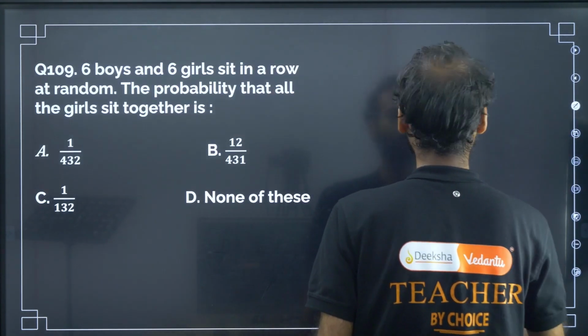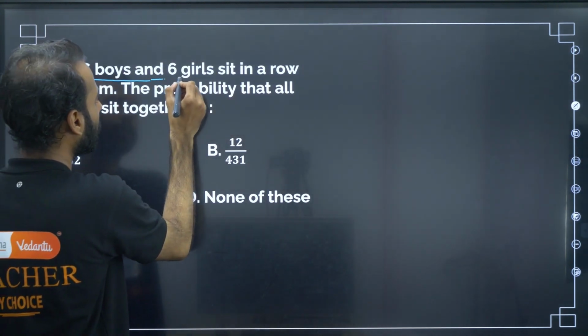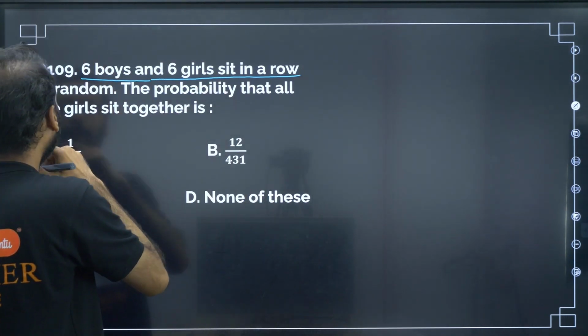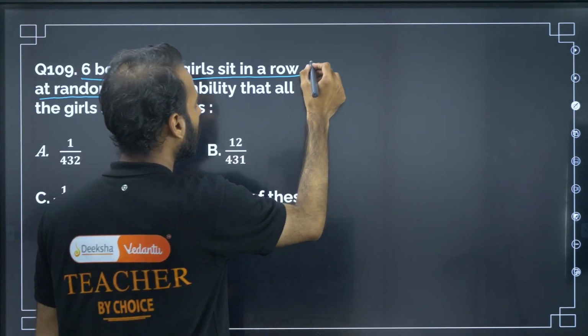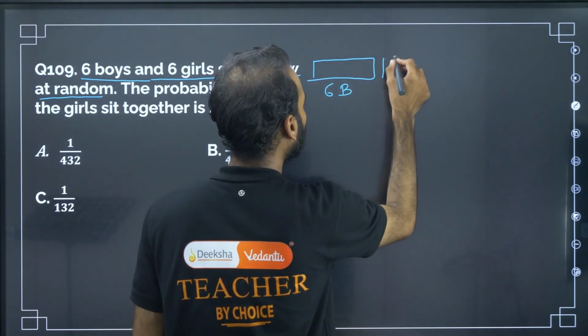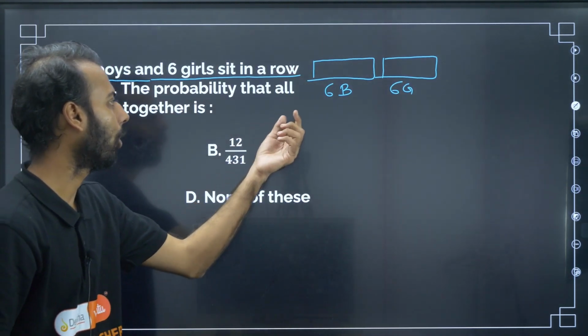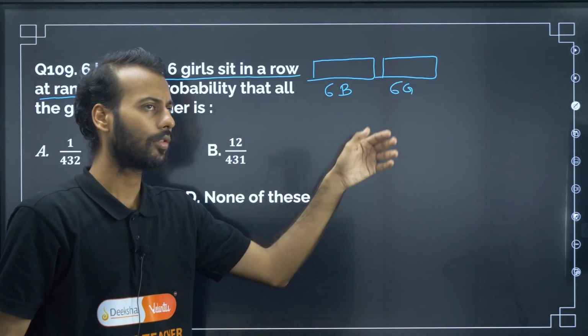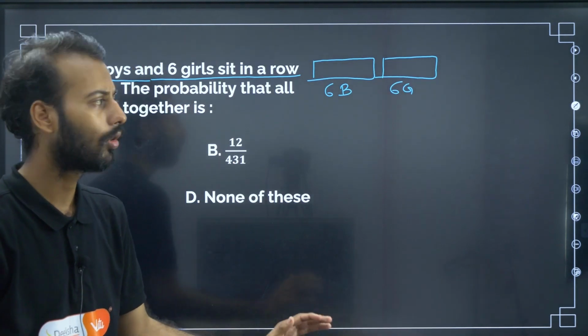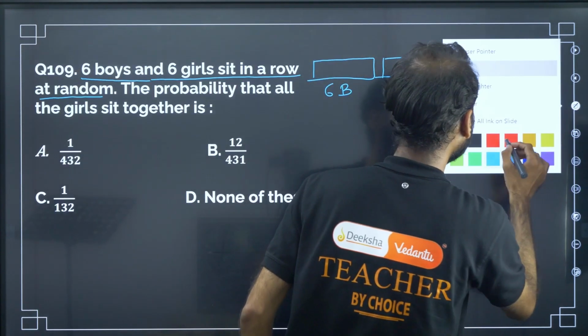So next question is 6 boys and 6 girls sit in a row at random. 6 boys and 6 girls, they are sitting at random. Need not be boys, girls, boys. They are sitting at random. Random means we don't know how they are sitting. Now, what is the question?